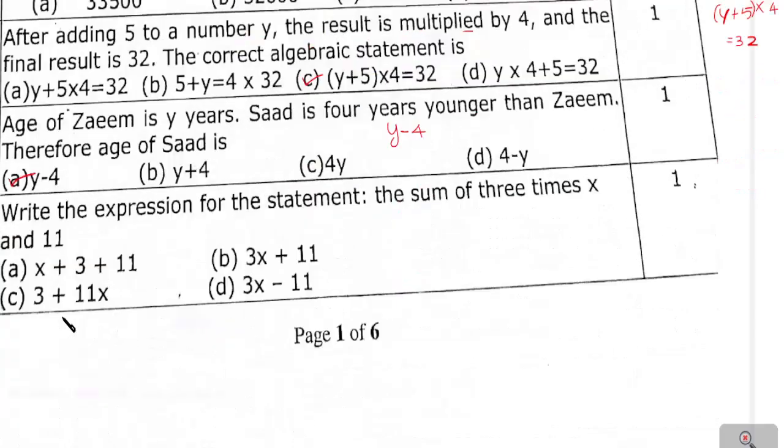The sixth question. Write the expression for the statement: the sum of 3 times x and 11. So this can be converted to algebra as 3 times x. And what is the sum with 11? So 3x plus 11. The answer is 3x plus 11. The expression for the statement, the sum of 3 times x and 11. This is the sum.